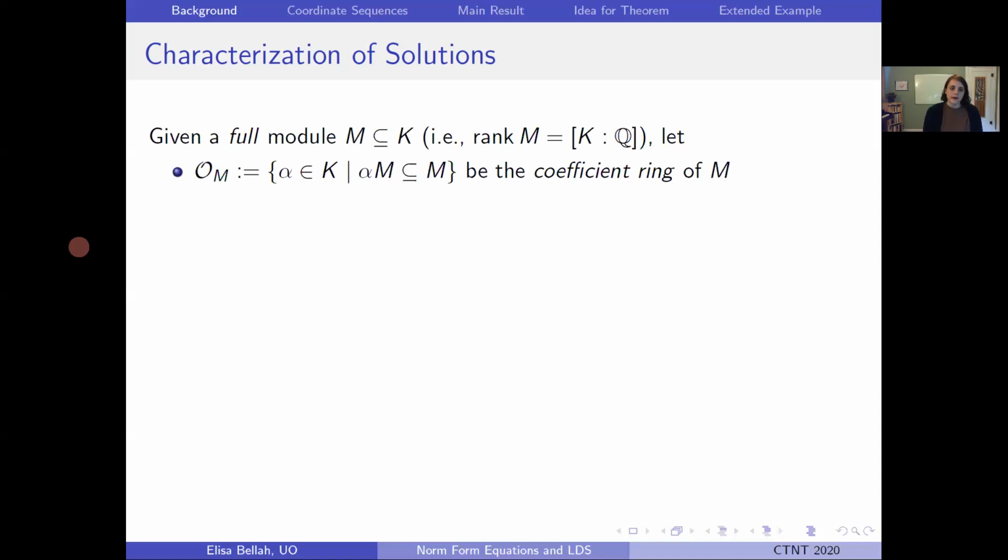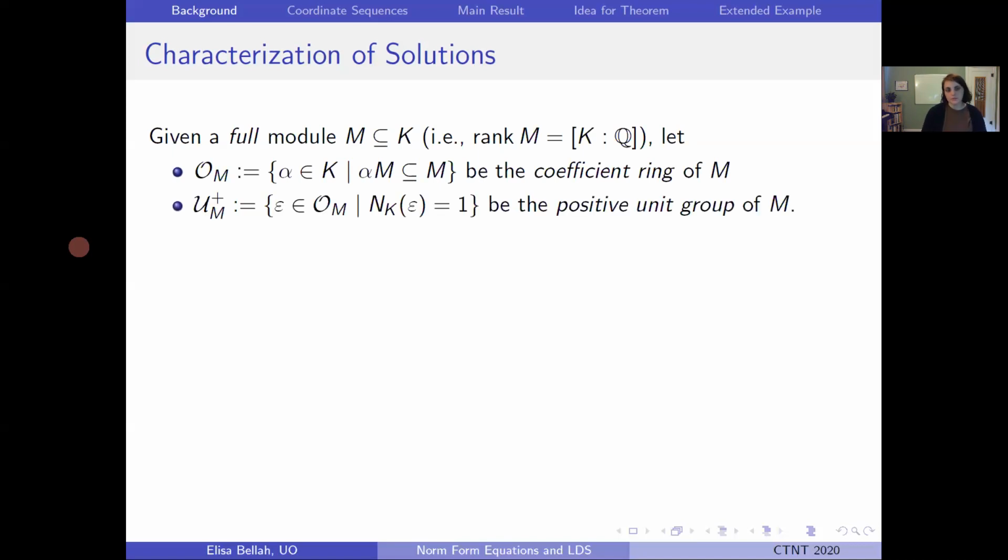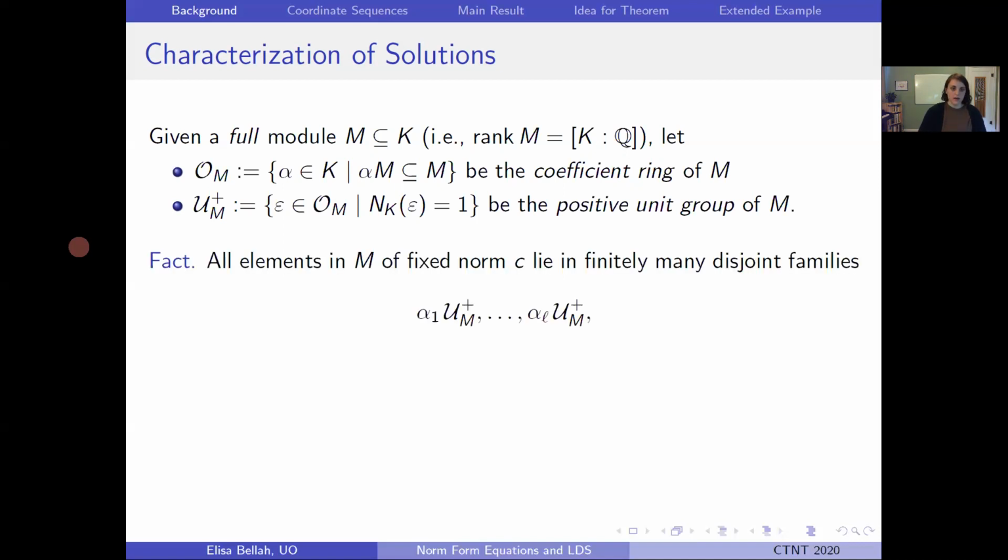Let's let O_M denote the coefficient ring of our module. By that, I mean the elements in the number field such that when I multiply by elements in my module, I stay in my module. Let's let U_M^+ denote the positive unit group of my module. These are the elements in the coefficient ring of norm 1. And it's a very classic fact that all of the elements in such a module of fixed norm C lie in finitely many disjoint families of this form.